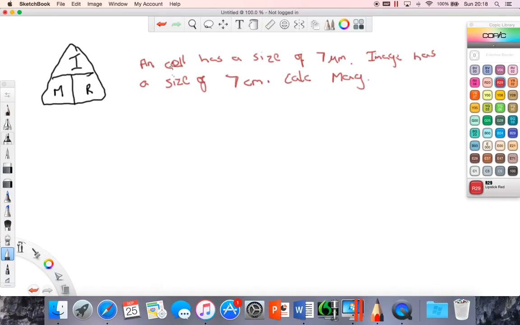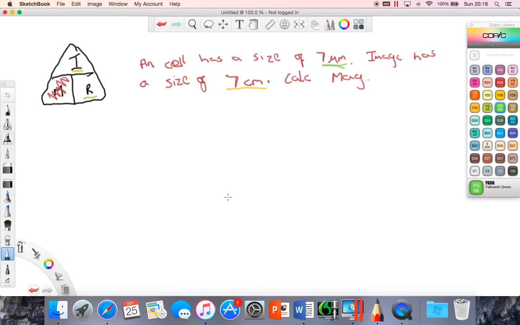Okay, so we've got a cell that has a size of 7 micrometers, but the image is 7 centimeters. You need to calculate the magnification. So if we cover our magnification, that tells us that we need to do the image size divided by the real size. So our image size in yellow is 7 centimeters, but our real size in green is 7 micrometers.